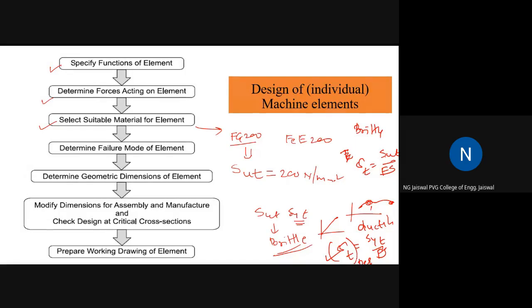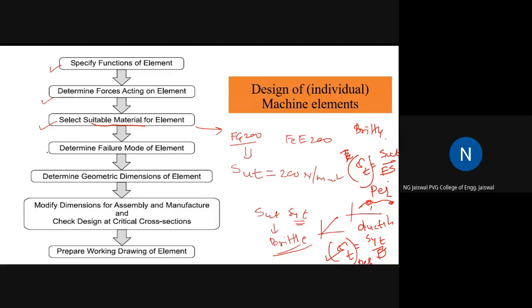I can get the permissible tensile stress is equal to SYT by factor of safety, and this is for ductile material, and I can get the permissible value of tensile stress is equal to SUT by factor of safety in case of brittle material. Okay, so when I say select the material, it means select the material along with its properties. Material name is not important for us. We should know the value of properties which are required in the design process. Once we know this, it means we know permissible values.